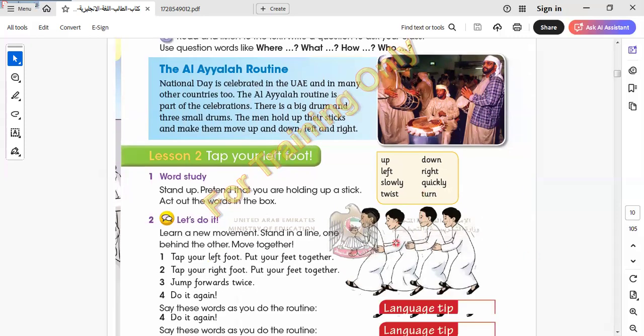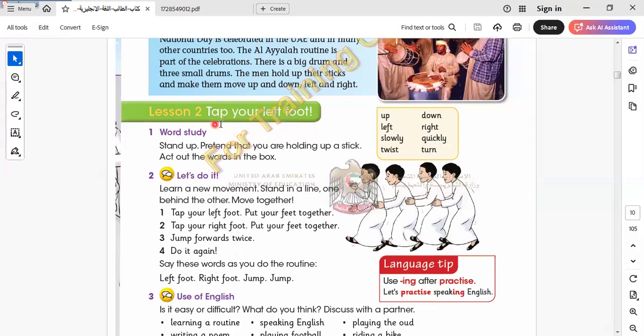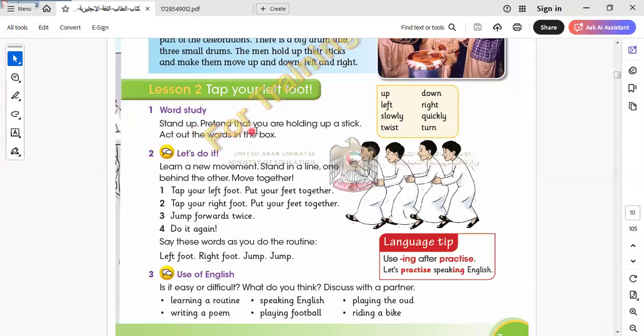Let's go to another item here in this part. We will go to lesson 2. Tap your left foot like these boys tapping on their feet, up, down, left, right, slowly, quickly, twist and turn. Here we say, stand up, pretend that you are holding a stick, act out the words in the book. Here we say, learn a new movement. Stand in a line, one behind the other, move together. Tap your left foot, put your feet together like this boy is doing, tap your right foot, put your feet together, jump forward twice, do it again.